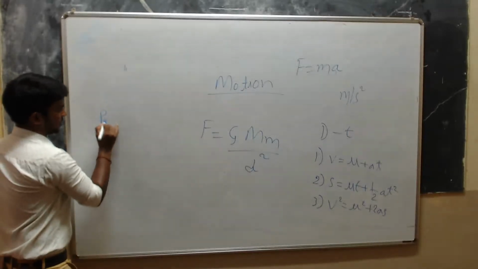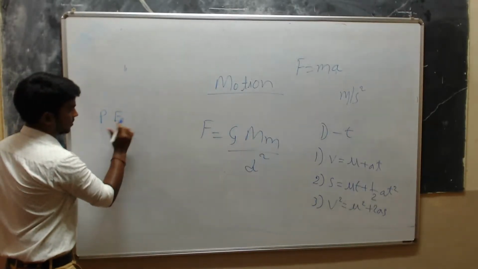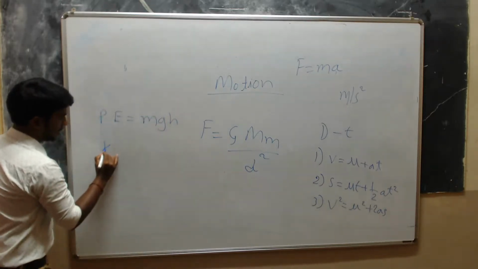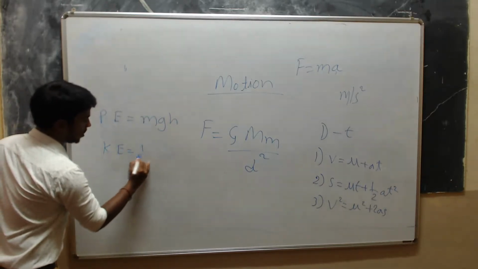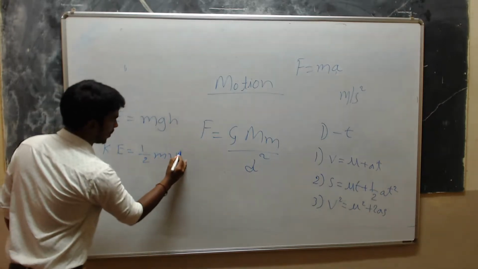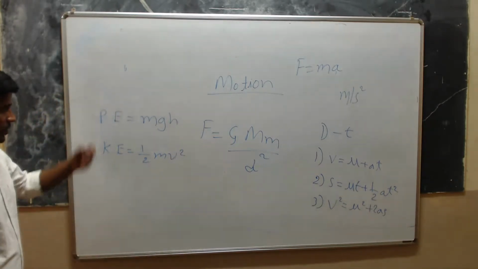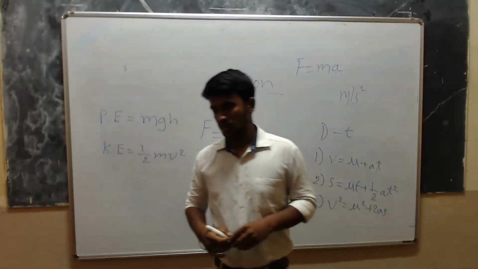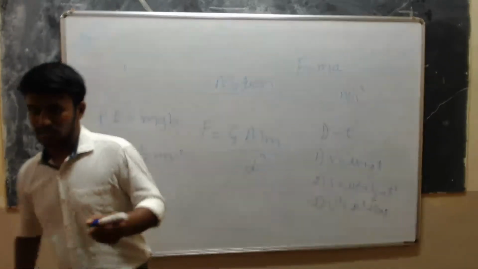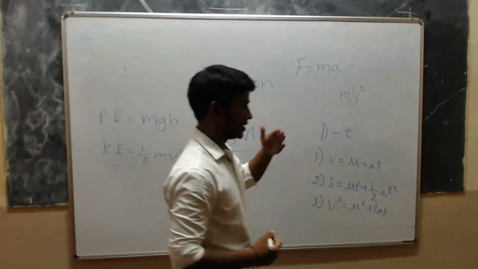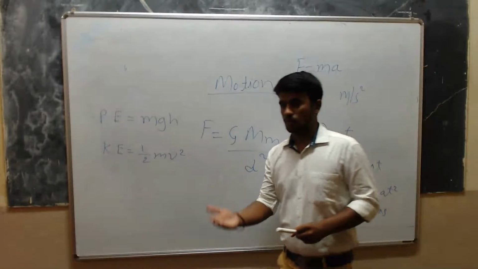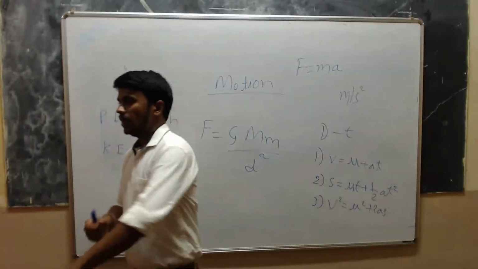So I will give the expressions: potential energy is equal to m into g into h, and kinetic energy is equal to half into m v square. Okay, already you know the derivation. Later we have studied the law of conservation of energy. You know that statement: energy can neither be created nor destroyed, but we can convert one form to another form.